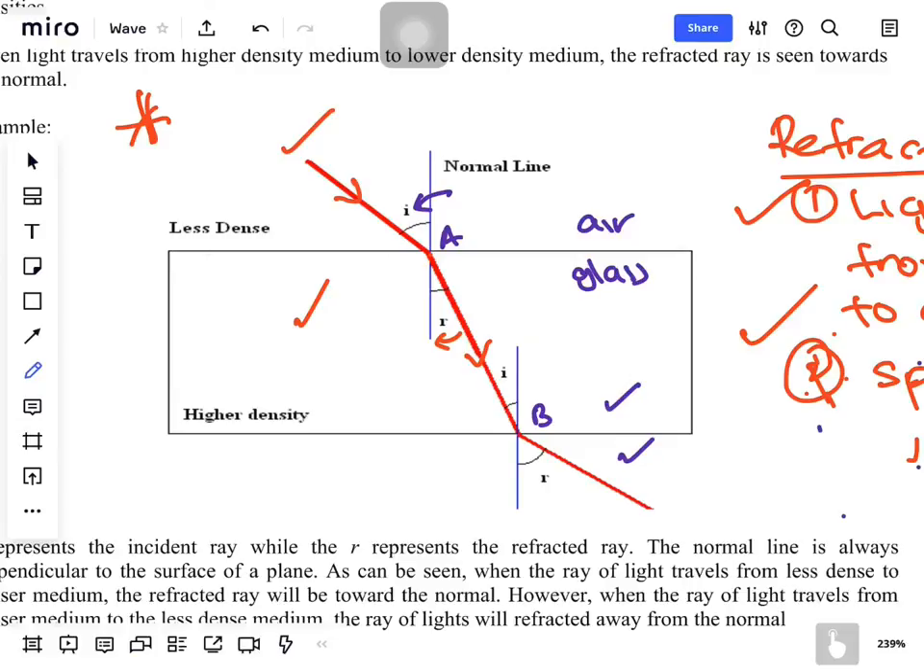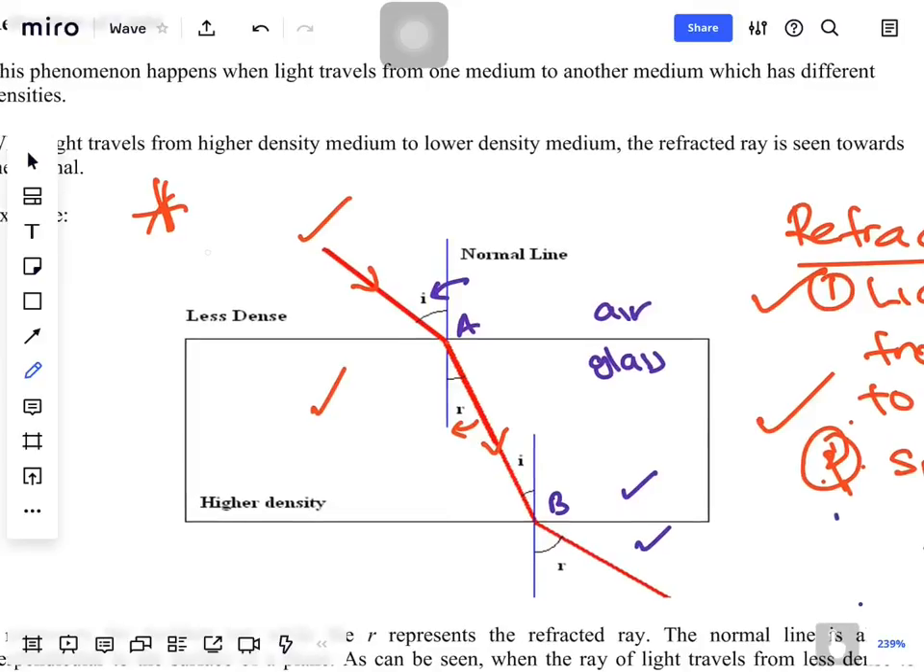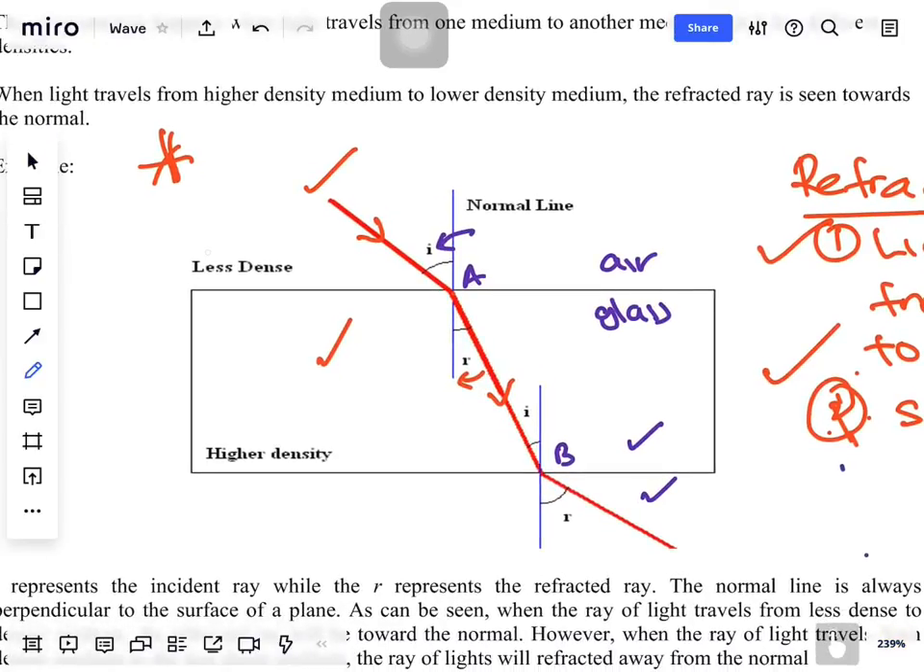So what happens is the speed will actually change. In this case, the speed will move faster because it moves faster in air. And you can see the refracted angle over here becomes bigger in size, right? The angle becomes bigger. So we can actually conclude here.